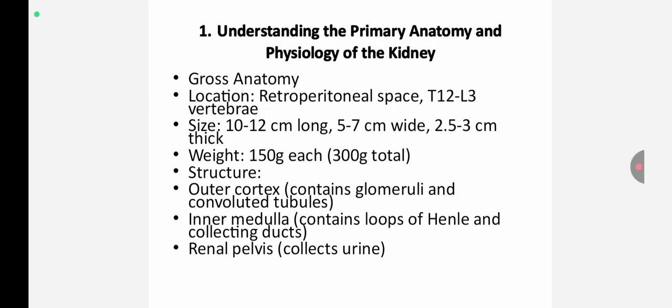So here is the gross anatomy of the kidney. It's located retroperitoneally, behind the peritoneum and the peritoneal space. It's about 10 to 12 centimeters long and weighs about 150 grams. Some of the structures to note: the outer cortex contains the glomeruli and the convoluted tubule, and the inner medulla contains the loop of Henle and collecting ducts.